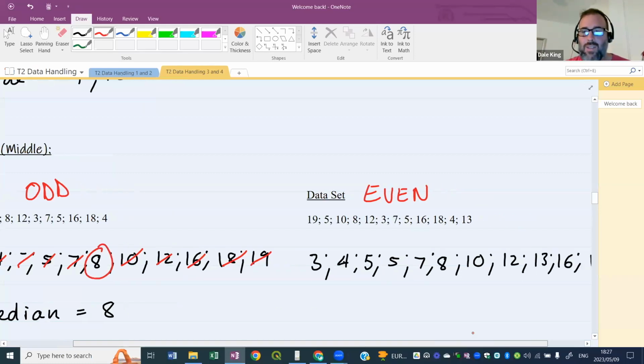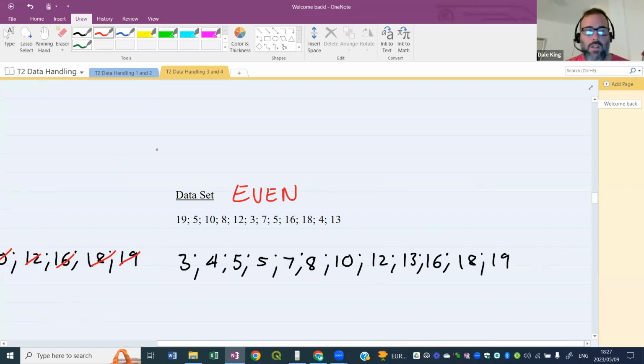But when you have an even data set, it looks a little bit different. I'm going to use Emmanuel's method. I'm going to cross out like I did before. So one on the left, one on the right, one on the left, one on the right, one on the left, one on the right, left, right, left, right.